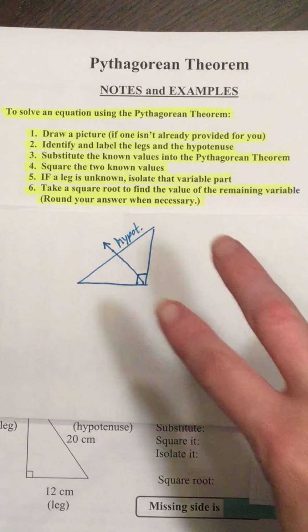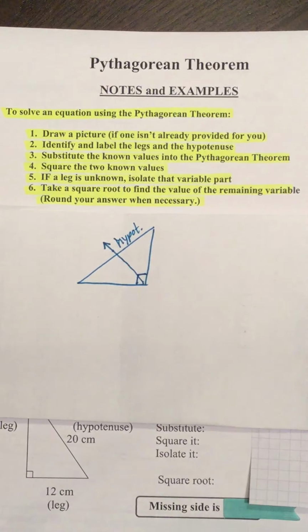Or let's say they give you both legs. You would plug those into the formula and find the length of the hypotenuse, which would be your missing side. You're going to square the two known values. And then if a leg is unknown, you're going to isolate that variable part. We're going to go over each of these steps as we do some examples. And then you're going to take a square root to find the value of the remaining variable and round your answer when necessary. We're also going to go over that as well.